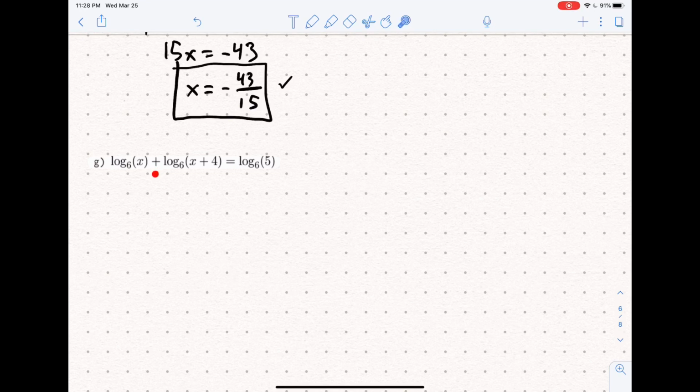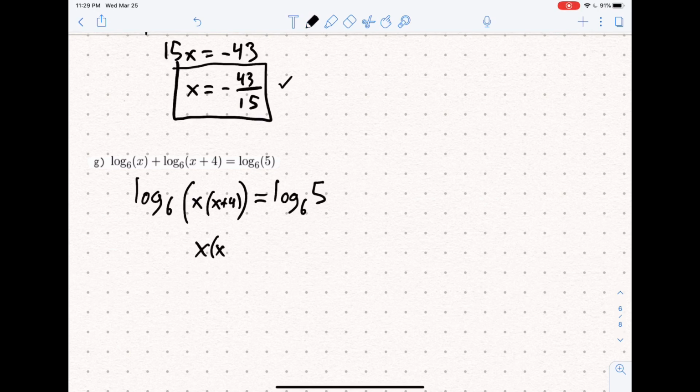So log in base 6 of x plus log in base 6 of x plus 4, since these are connected with a plus, we can combine them using the rule that says we get the log in base 6 of x times x plus 4. And on the right, that's the log in base 6 of 5. So what's nice about this is that since we have log in base 6 equal log in base 6, we can now drop those logs and set the insides equal to each other. This is x times x plus 4 is equal to 5.